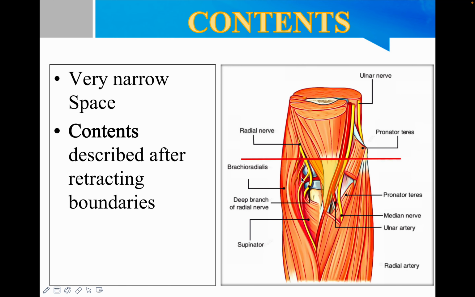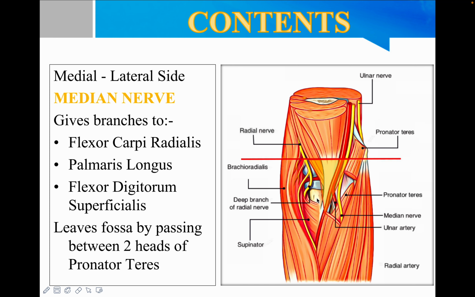So this is a very narrow space, so in order to see the contents properly, the muscles, the boundaries, need to be retracted. So after retraction, we see the contents. We start from the medial side, from the medial epicondyle, and move towards the lateral epicondyle. So the most medial content is the median nerve.